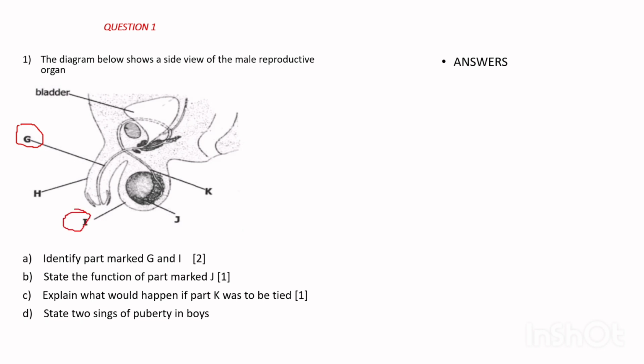So you can pause the video since I explained this in the first unit. Then you can compare your answers with my answers. So part G we are saying is the urethra. Part I is simply the scrotum. Okay. Part G the urethra. Part I the scrotum. We move to question B.